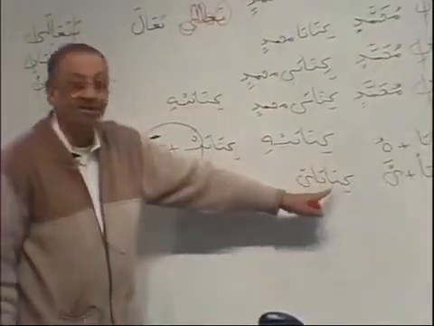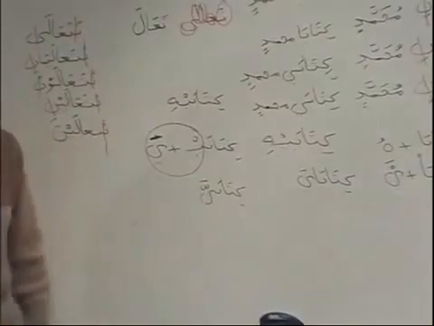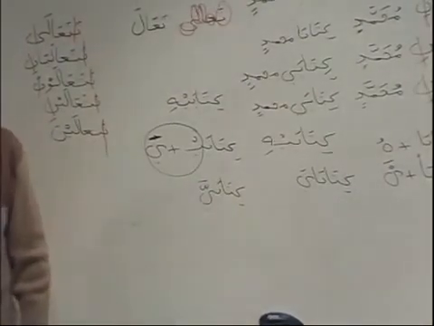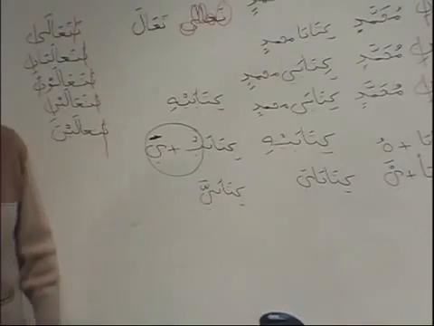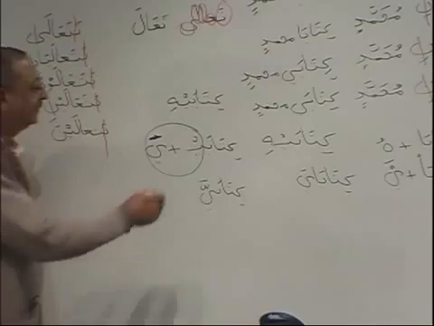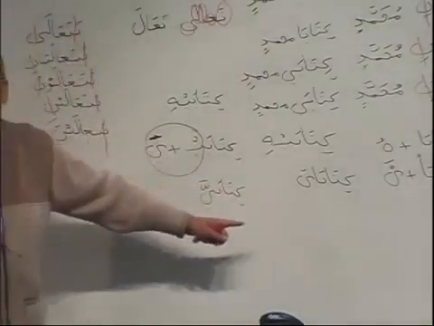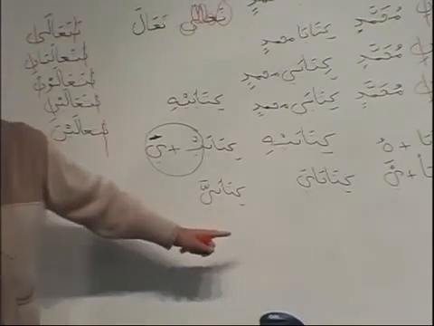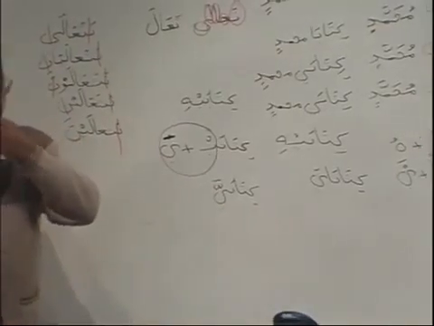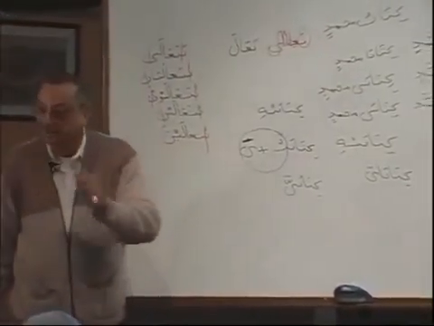Mudaf. But this is marfu, because alif is the sign of marfu. And what is kitabayya? It could be mansub. It could be majrur. We will figure it out in the sentence. But it became kitabayya. And then what will happen if you put na? Kitabana, or it will become kitabaina. Are you with me? Kitabaina. Is it clear? Kitabaina and kitabana.